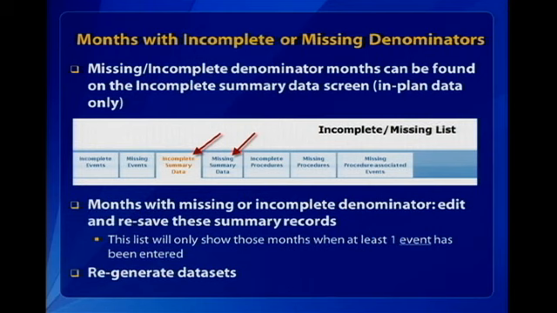So months with incomplete or missing denominators can be found on the incomplete summary data screen, and this is for in-plan data only. If you notice that you have missing or incomplete denominators, you'll want to edit and resave these summary records. And this list and the alerts will only show you those months when at least one event has been entered. So if you have entered no central line days and no events, you will not get an alert. And that's just the way that the system was designed. And again, anytime you make changes to your data, you need to regenerate data sets before running any of the analysis options.